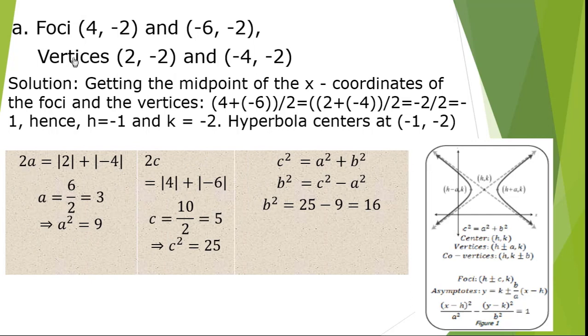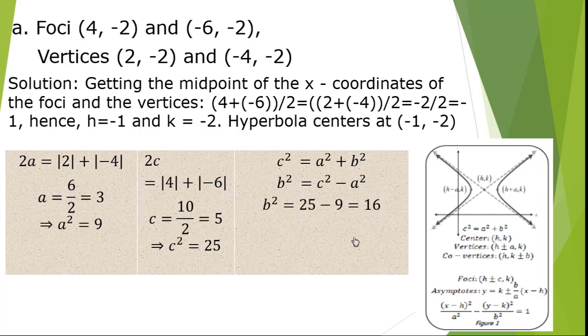How to get the a? Well, we know that we have the vertices, and these are the endpoints. Since the vertices are parallel to the x-axis, we just have to get the distance, adding the absolute values of the x-coordinates of the vertices. So we have the absolute value of 2 plus the absolute value of -4, which gives us 6. And we equate it to 2a, because the length of the line segment formed by the given vertices is 2a. So 2a equals 6, but we have to divide by 2 to get the value of a. In this case, a is 3, giving us a squared equals 9.